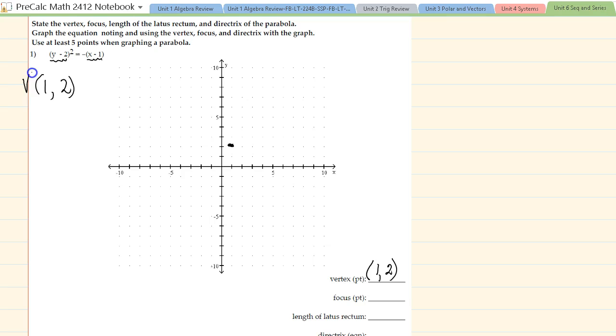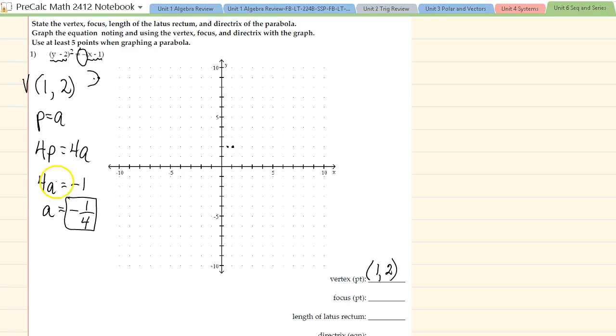The next thing that we need to do is find out what P is. Remember that 4P or 4A, depending on which book you use, is whatever number is in front of the x. So in our case, 4A is equal to -1. That means A is equal to -1/4. That goes with our idea that our parabola opens to the left. So from our vertex, we're going to go 1/4 to the left to find our focus. So that's going to be right here.